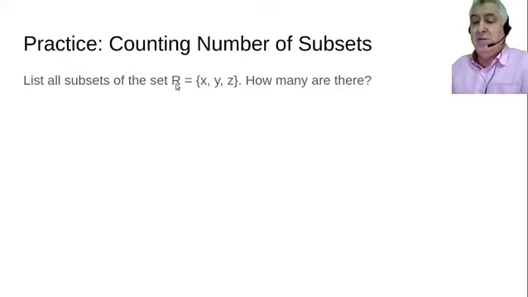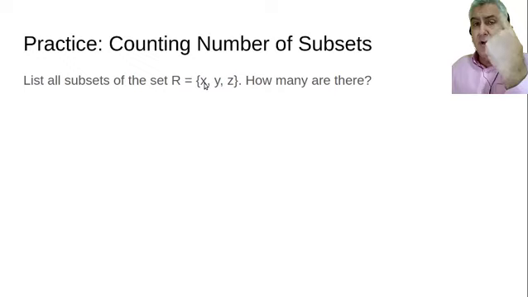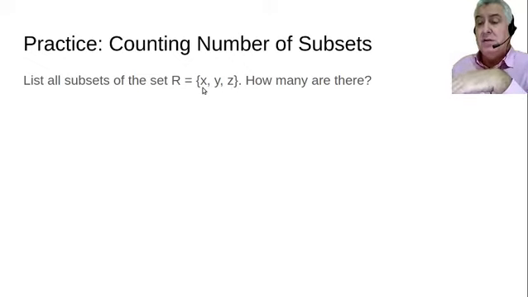Another example, my set is R, and it has the elements X, Y, and Z. So we need to count the number of subsets. How many are there? Let's see. So I need to start with 1. All of the sets that have 1 element. So there's X, and then there's Y, and then there's Z, and then I need to count all of the sets that have 2 elements from here. So that's X and Y, X and Z, Y and Z. So that's 3 again. And I need to count all of the sets that have 3 elements. X, Y, and Z. There's just 1 of those. And I need to count the empty set too that has 0 elements.